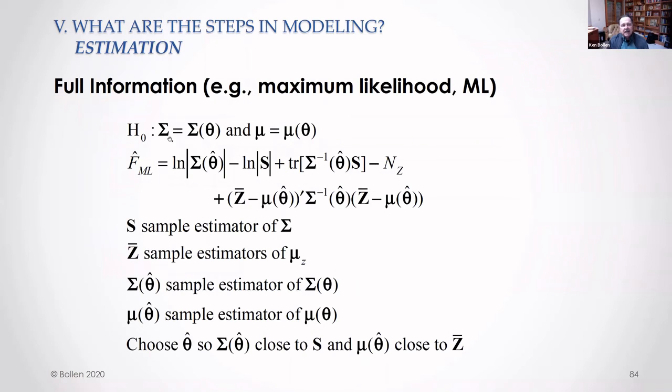Here is that same null hypothesis we've seen a few times now, sigma equals sigma of theta, mu equals mu of theta. We're predicting the population covariance matrix of the observed variables and the population mean vector of the observed variables. Based on maximum likelihood estimation principles, this is an expression that we're trying to minimize in order to develop the estimates of all the parameters in the model. Now, I know this looks extremely messy if you haven't seen it before, but all of this boils down to a single number, and we're trying to make this number as small as possible.